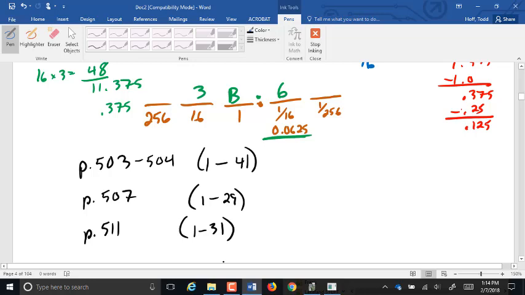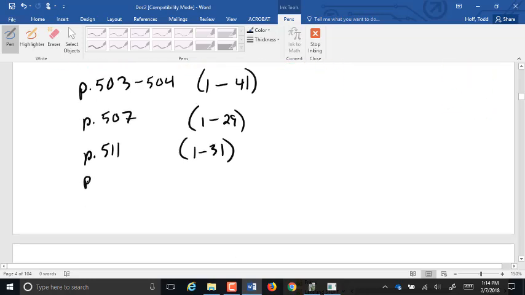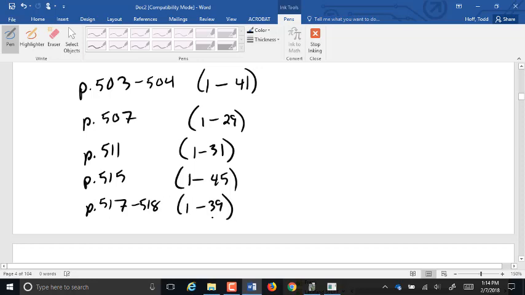Page 515. We'll go 1 through 45, the odds. And finally, page 517 through 518. 1 through 39, the odds. Obviously, I don't want you to do all of those problems by tomorrow, but again, do some in each section. Make sure you got it down.